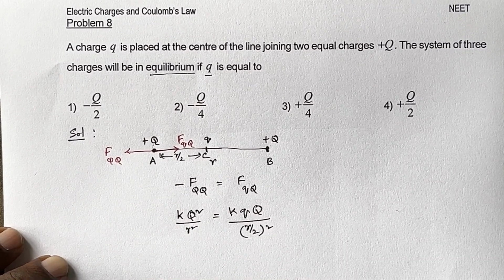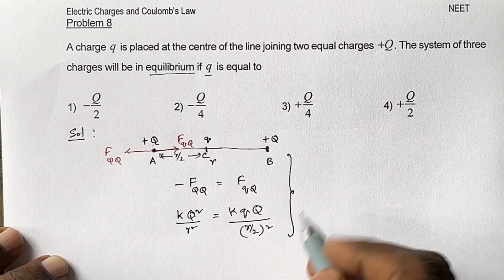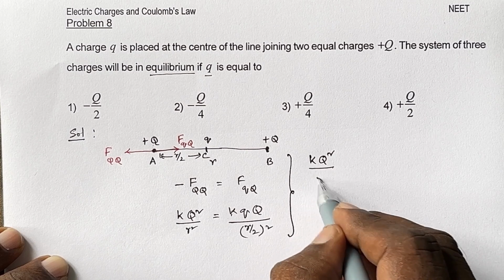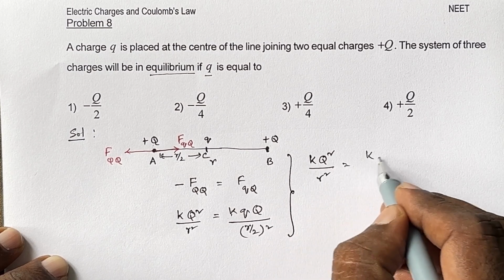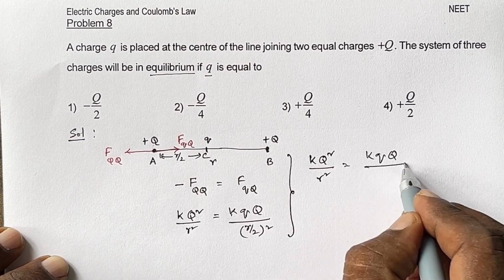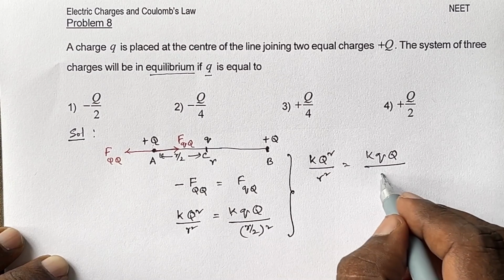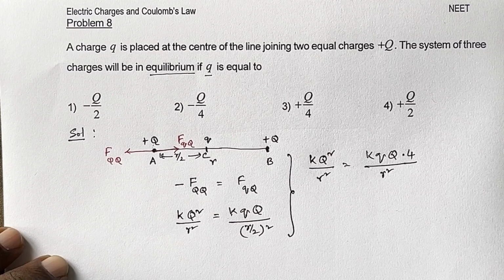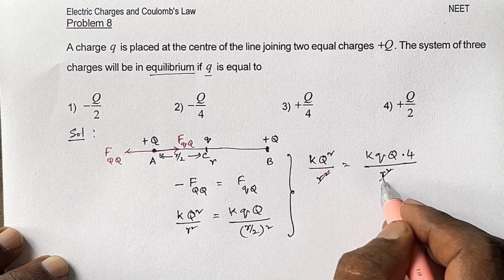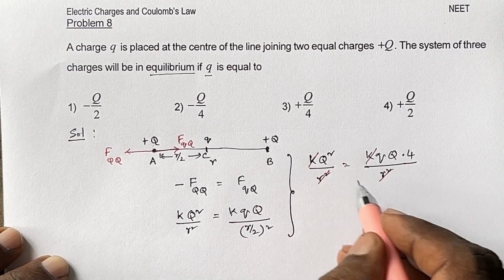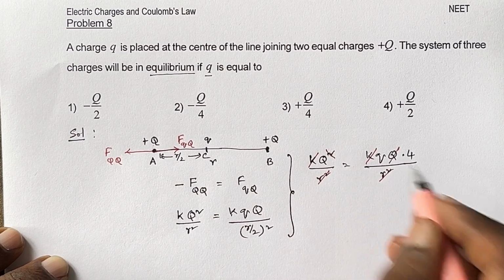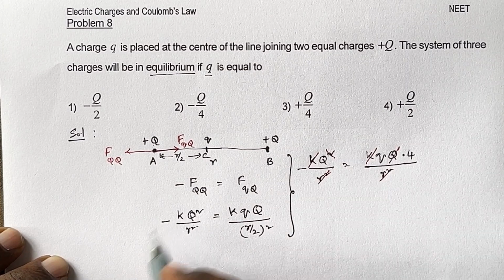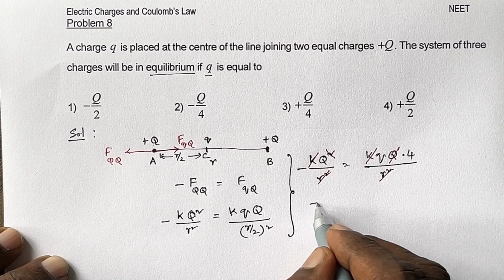Just we have substituted the values. Then what happens? K Q square by r square is equal to K small q capital Q by r by 2 whole square, r square by 4. Now let us cancel away the equal terms. K cancels. One Q and this capital Q also cancel. Here minus is there. This minus is there. So what is there here?